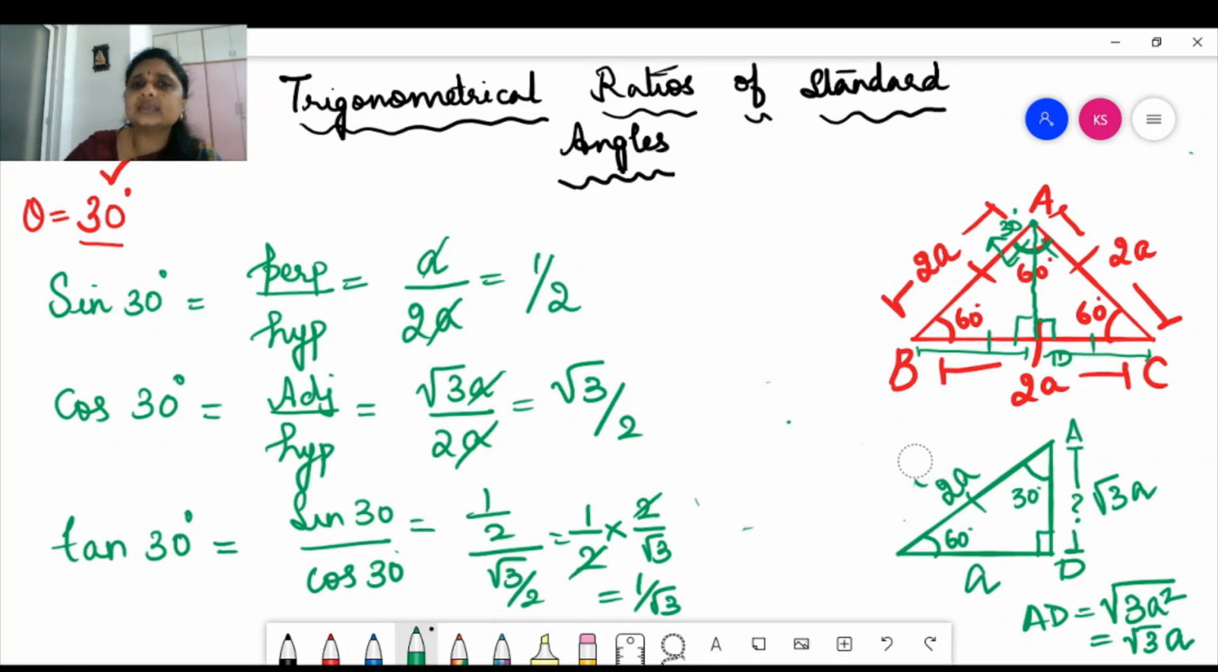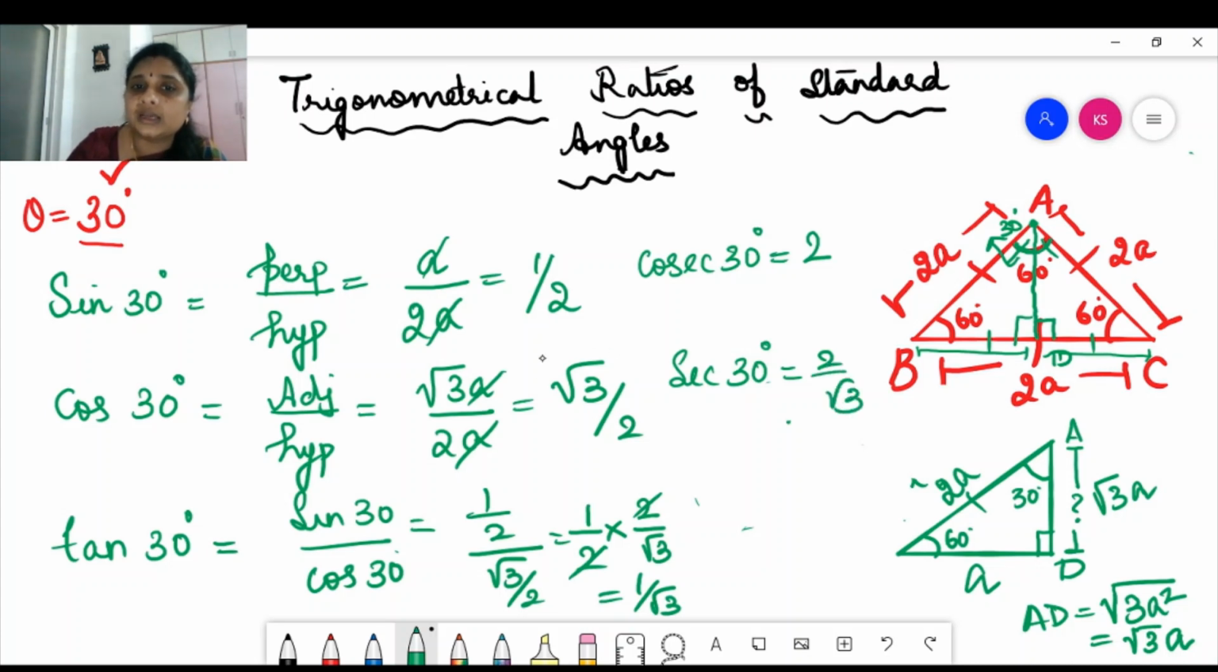So the next is the reciprocal of sine. That's nothing but cosecant 30. Cosecant 30 is the reciprocal of 1 by 2. That's nothing but 2 by 1 and that's 2. And then secant 30 is the reciprocal of cos 30. That's nothing but 2 by root 3.